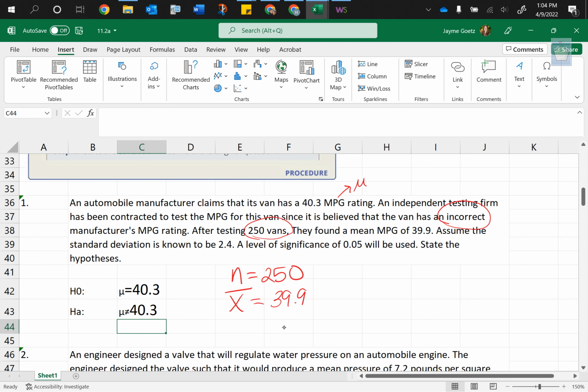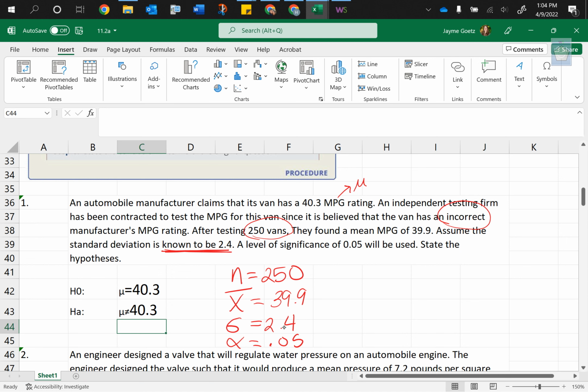Assume that the standard deviation is known to be 2.4. When they say that, assume that it's known, that means that's going to be a population. So the population standard deviation, or sigma, is 2.4. Again, if they say known to be, that doesn't mean they found it. That means they previously knew it, which means that it would be a population standard deviation. And then finally it says a level of significance of 0.05 will be used. That's going to be my alpha, 0.05.